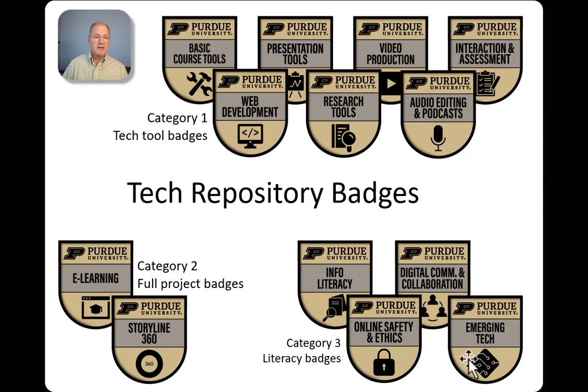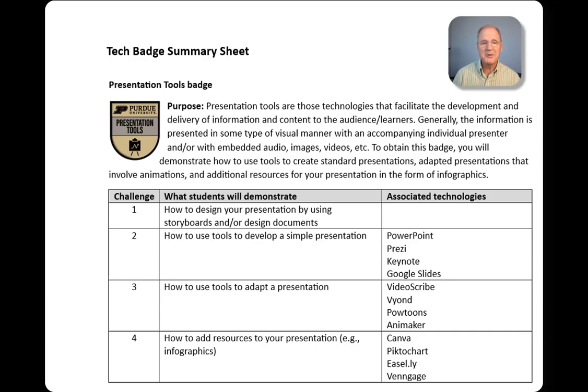And then finally, the emerging technology badge. As new technologies come about, things like artificial intelligence, how do we handle that? And what kind of things can you demonstrate to show that you're open to that and able to evaluate those in a correct manner? One of the things we've also included is what's known as the Tech Badge Summary Sheet, which will go over and summarize each of these badges found within the Tech Badge repository.